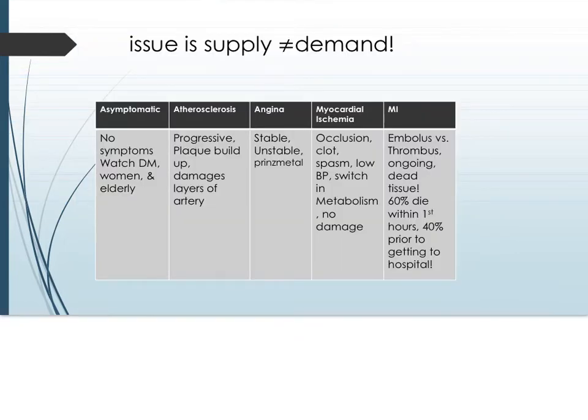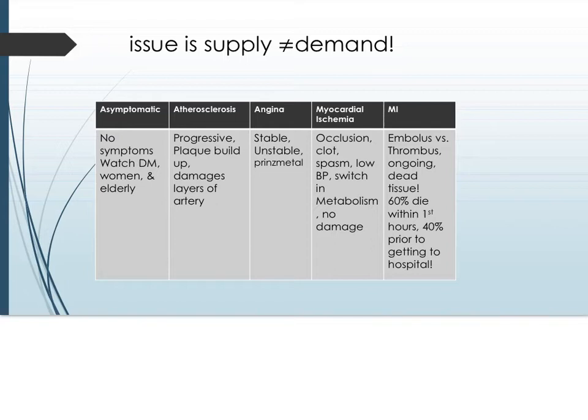So we are specifically studying atherosclerosis, which we've said is progressive. Plaque builds up, damages the layers of the artery. We talked mainly about the intimal layer and the fact that this is where plaque can build up. And then you have the fibrous plaque or cap formation, and then a possible rupture.